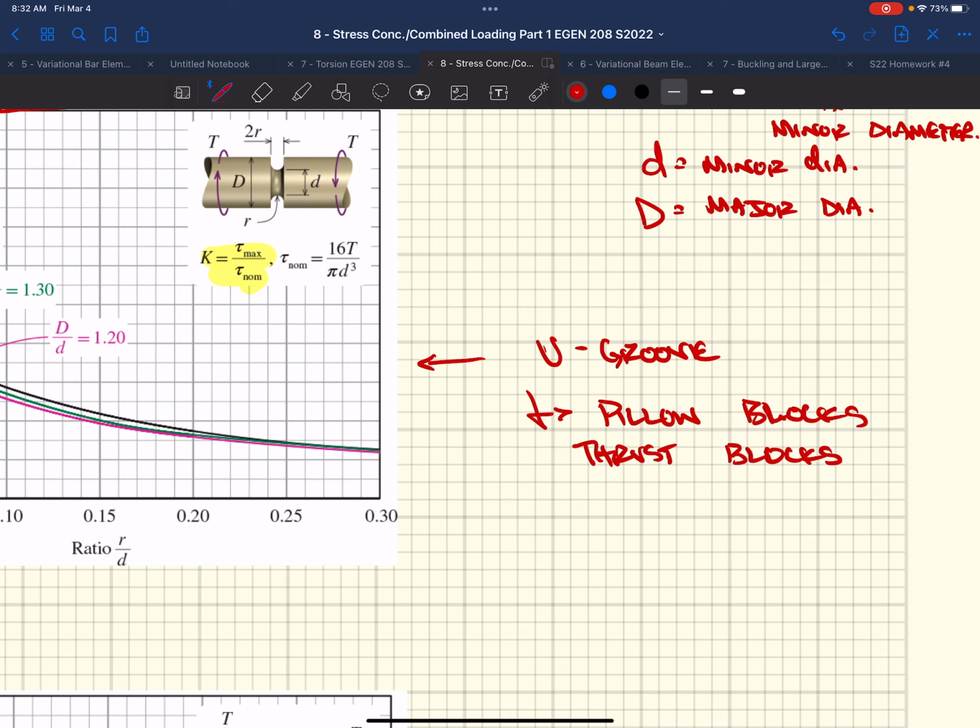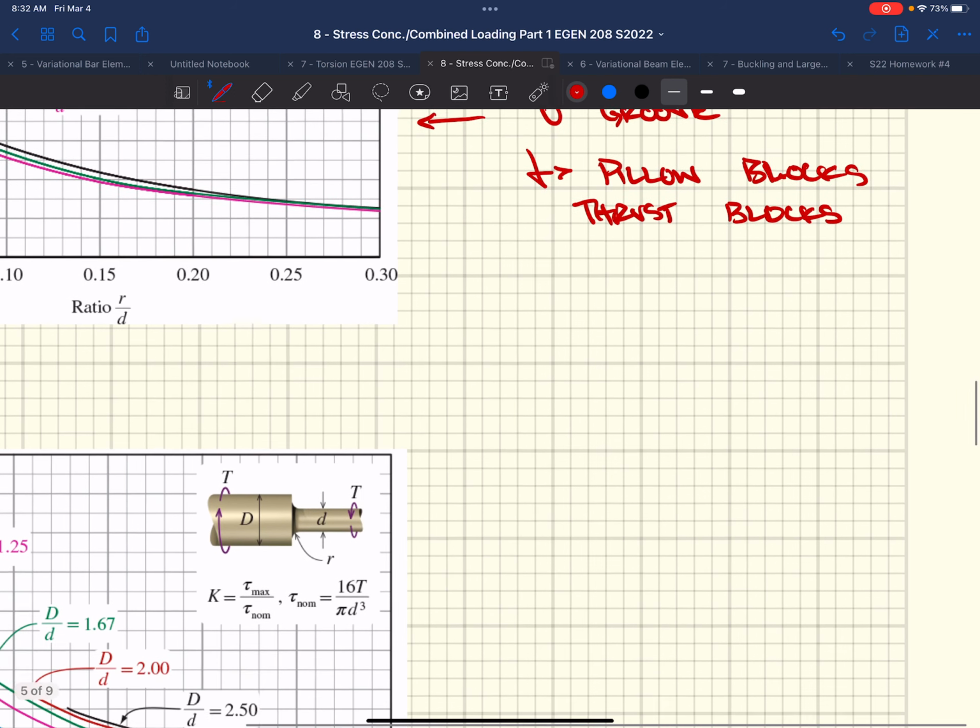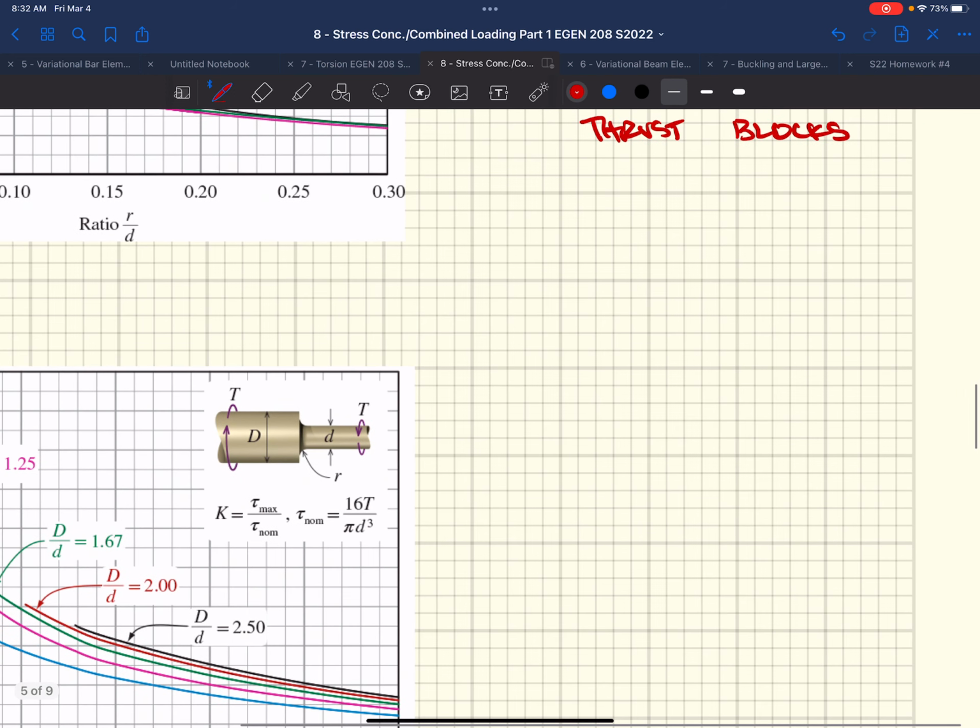And if you had a drill stem, and we're going to look at a drill stem, you're trying to twist something and push it in the ground at the same time. You can use a U-groove, and that gives you the ability to push on the shaft while something else is rotating it. A stepped shaft, that's what this is.